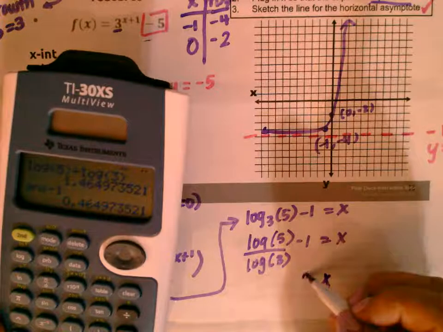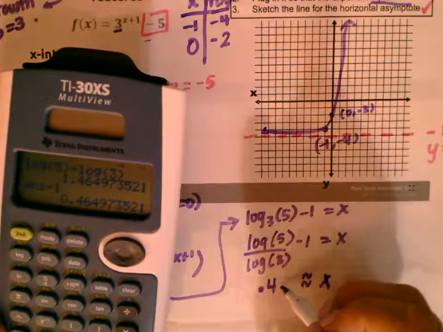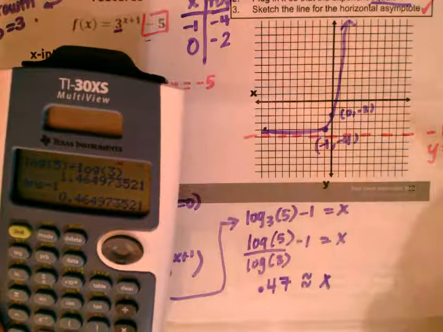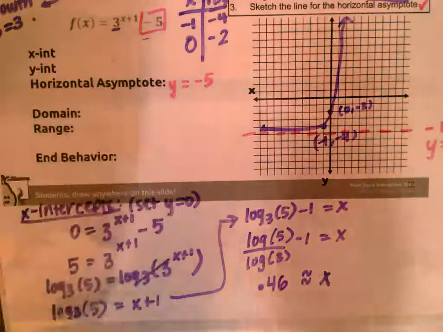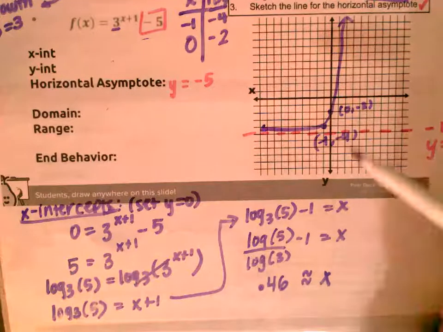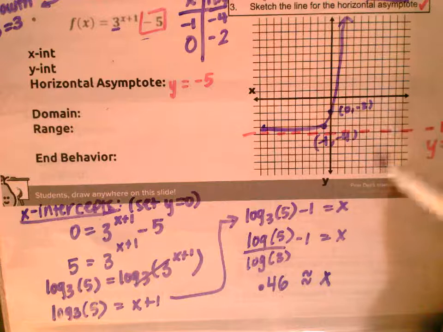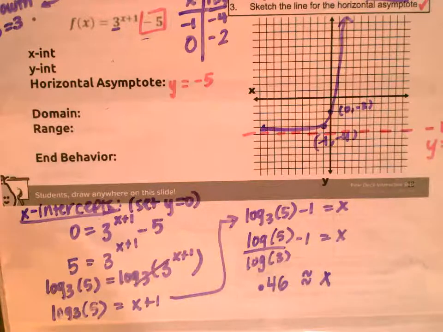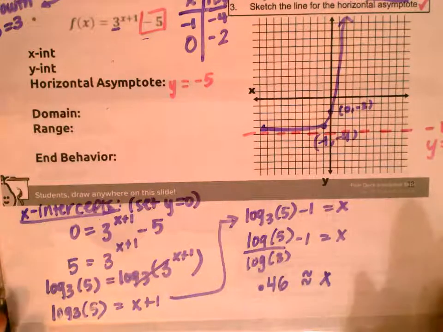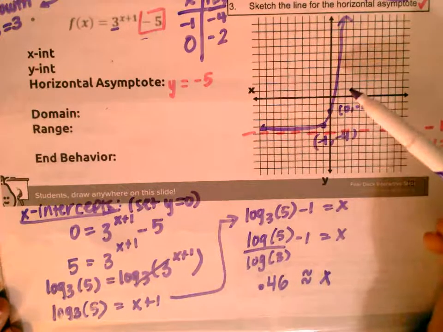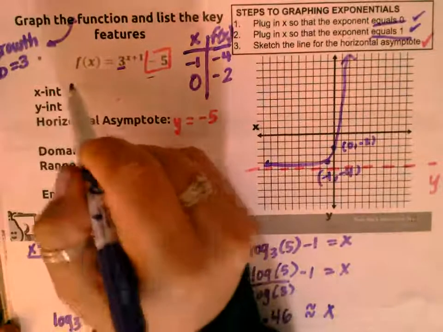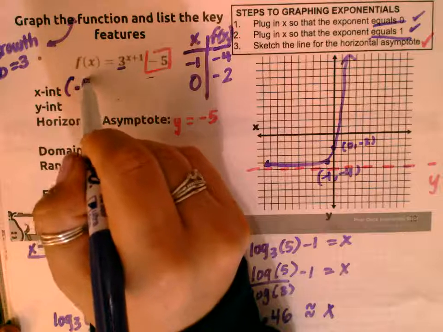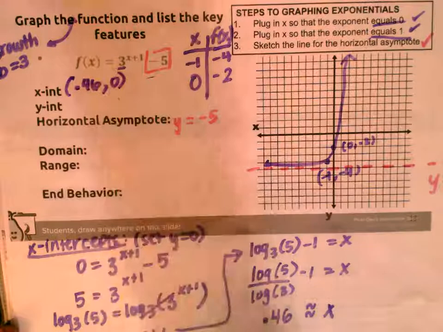So x is approximately 0.47. Actually, I rounded that wrong, 0.46. So x is about 0.46, which makes sense because my graph happens to be pretty accurate. However, if I had kind of a wild hand, it might not have been so accurate. So my x-intercept, although it wasn't clear to see where it was, I'm not just going to guess, I can actually solve for it. So my x-intercept is going to be at about 0.46. Remember, the y-coordinate's 0.